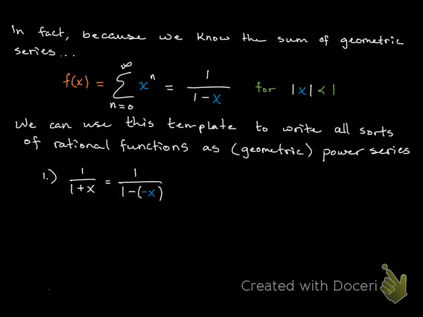So working backwards, knowing what I know about the sum of a geometric series, I can say that this fraction is equal to the sum from 0 to infinity of that common ratio, minus x, to the power n. I can write that rational function as a power series as long as that power series converges.